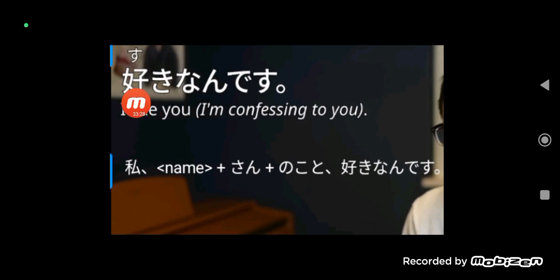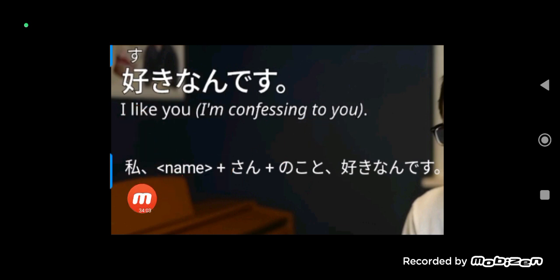Again, confession. For confession, "Suki nan desu." Let's say you're dating and you're talking to a girl and you want to confess something. "Suki nan desu," meaning I like you. I'm confessing to you that I like you. So I'll teach you a format. Actually this is an abbreviated sentence, "Suki nan desu," but this is already regarded as I like you, I'm confessing to you.